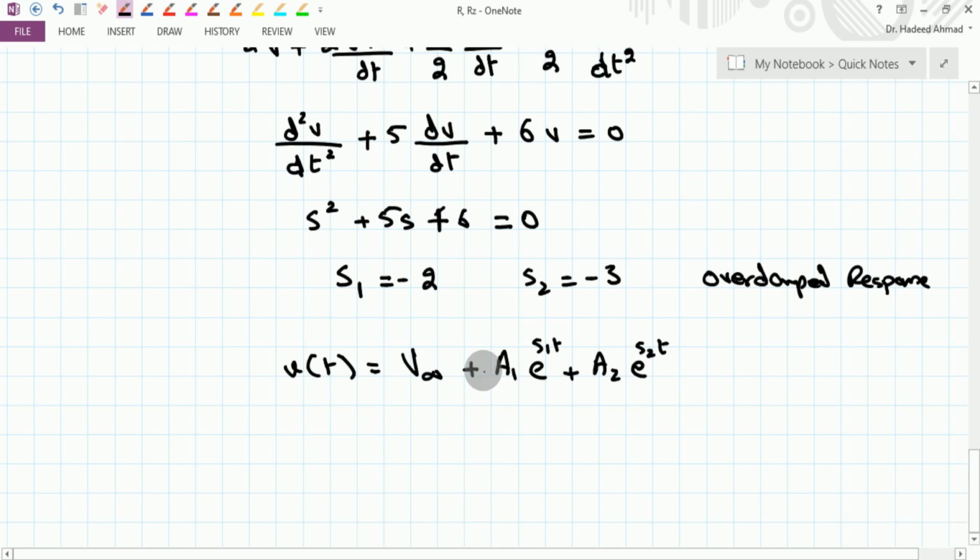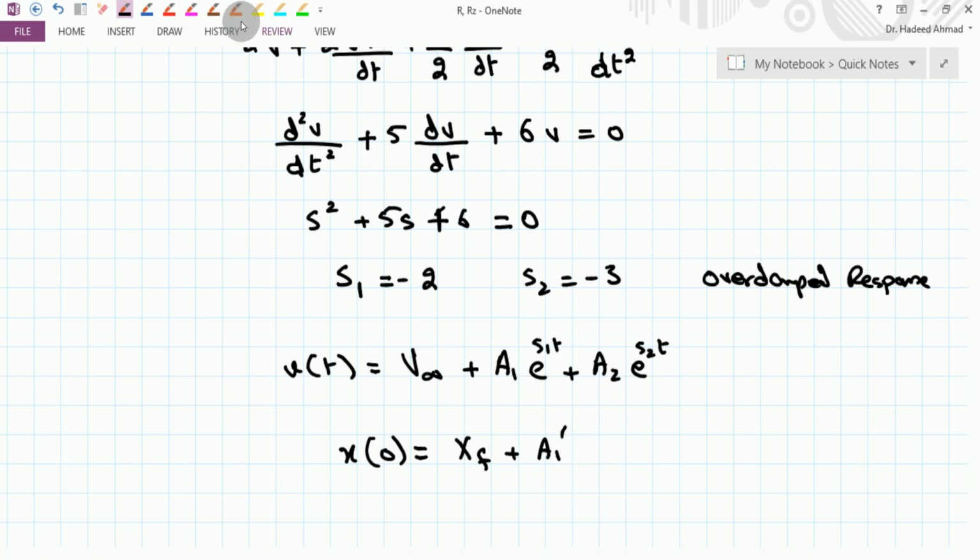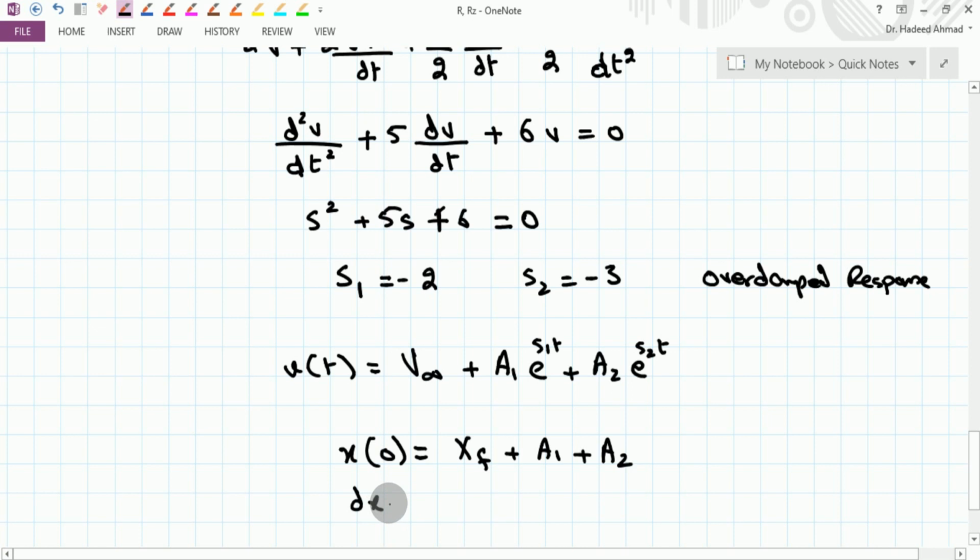To find out the values of A1 and A2, initial conditions are required. And let me write the general forms of the overdamped response here. For an overdamped response, the coefficient equations are such that we have x naught equals xf, the final value, plus A1 plus A2, and dx over dt is equal to A1 S1 plus A2 S2.